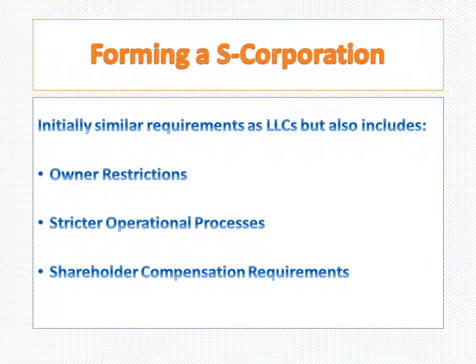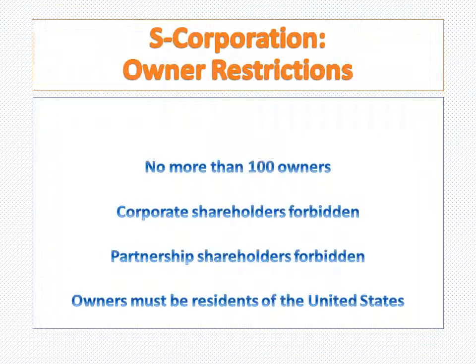Now, forming an S corporation is initially similar to forming an LLC. There are very similar requirements in the beginning. However, requirements also include owner restrictions, stricter operational processes, and shareholder compensation requirements. As an S corporation, you cannot have more than 100 owners. Corporate and partnership shareholders are also forbidden. In addition, unlike a C corporation, owners have to be residents of the United States.